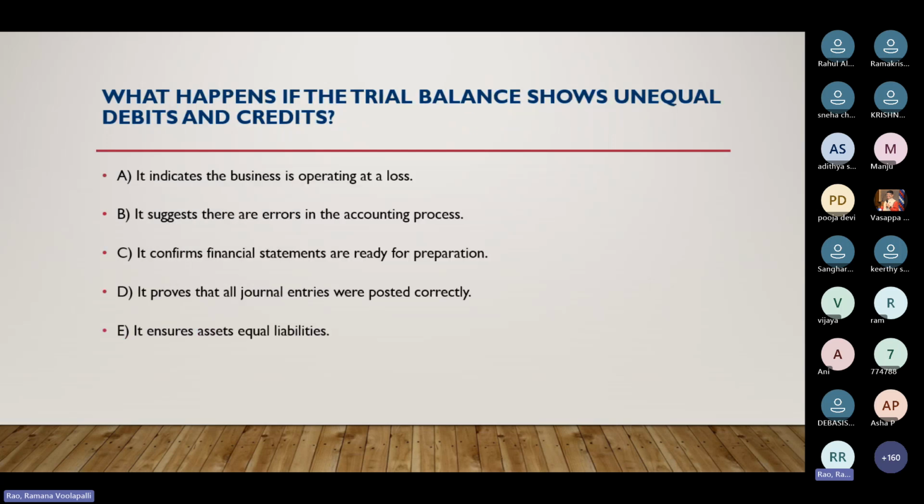Okay, what happens if the trial balance shows unequal debits and credits? Okay, previous answer is E, accepted. Now the next question, what happens if the trial balance shows unequal debit and credit? B, okay, great, Dev. B answer, okay, got it. Yes, all people are clear. It suggests that there is an error in the accounting process.